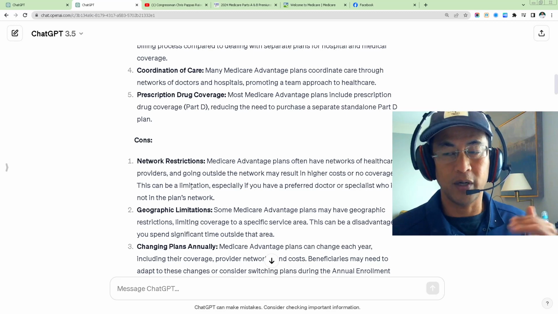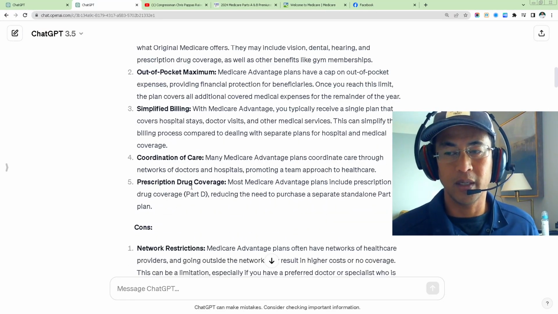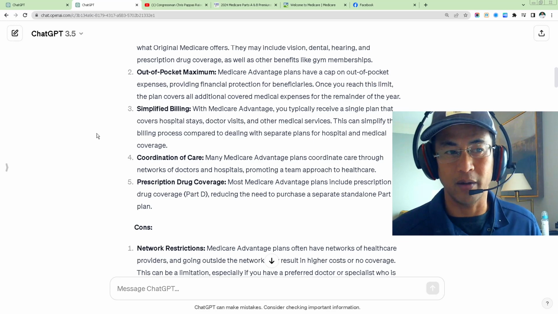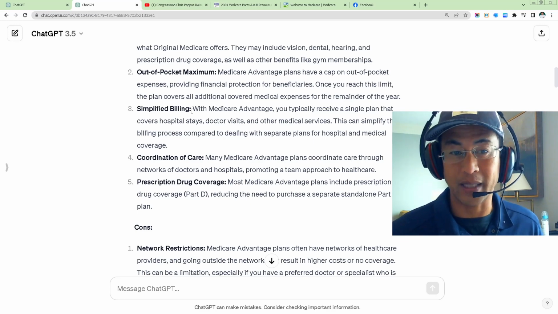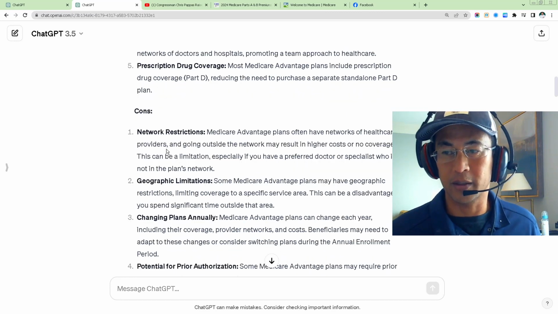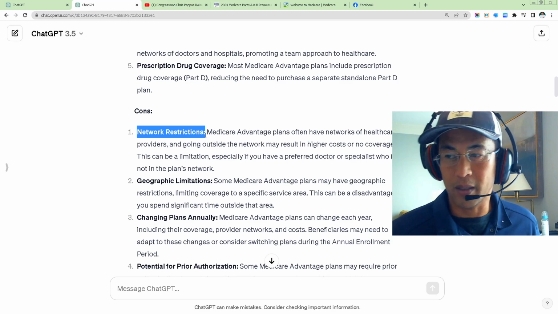If you have questions about them as a con, then that's where you need to dig deeper into ChatGPT about each and every one, like the max out of pocket or the out of pocket max. It's called MOOP, max out of pocket, to brokers and agents. Some of the cons for Medicare Advantage: network restrictions. Again, that's what I talked about before.